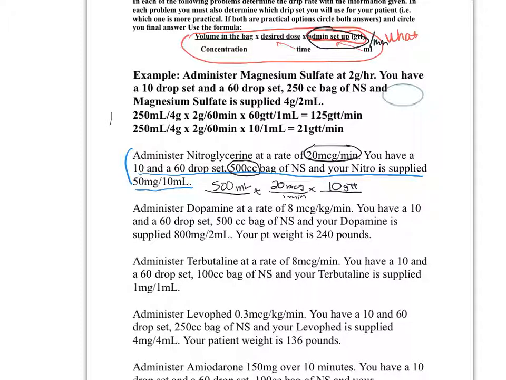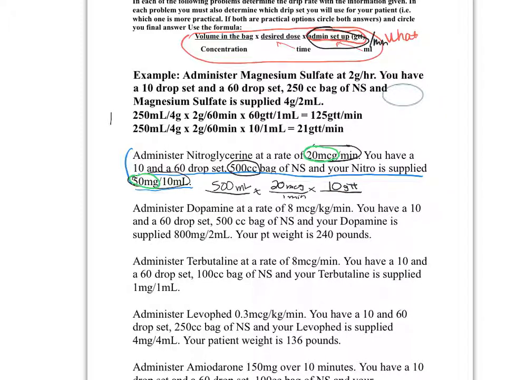Now we have to go into concentration. So here I know my nitro is supplied in 50 milligrams per 10 mLs. Well, one thing I want you to first make a note of, and I'll even put this in green, I have 50 milligrams, and I need to make sure that my units match. And here I want to give my nitro in 20 micrograms.